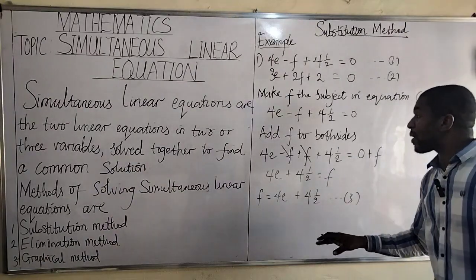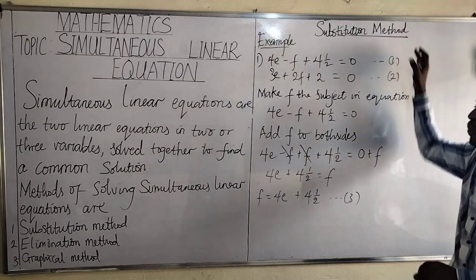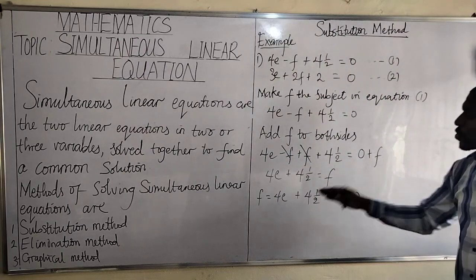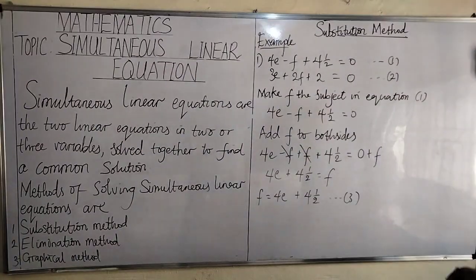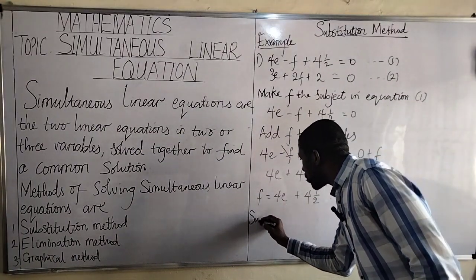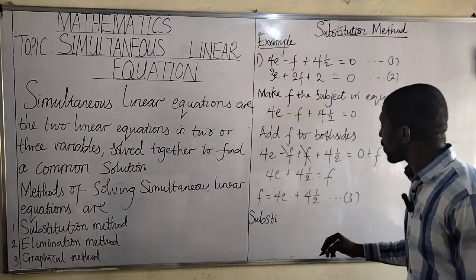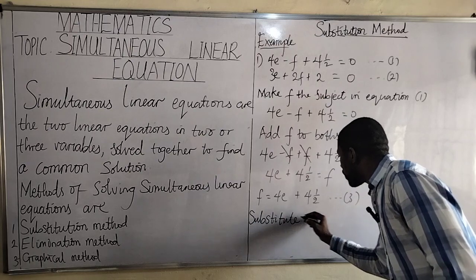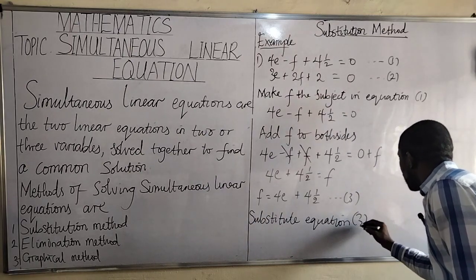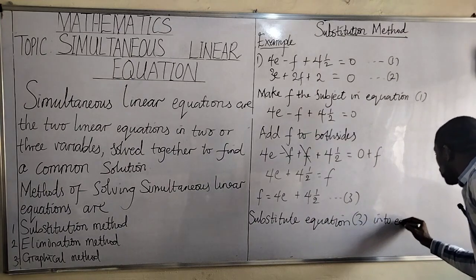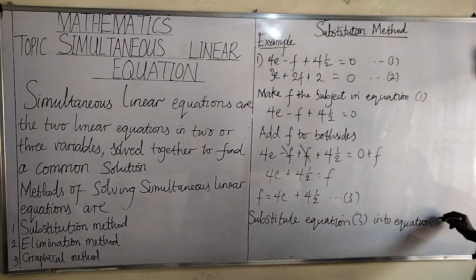So we have gotten f by making it the subject. So these are the values of our f. Now we are going to delve into this substitution method properly, that is, to substitute the value of f into equation 2. This is where we now use the name of the method we are making use of. Substitute equation 3 into equation 2.